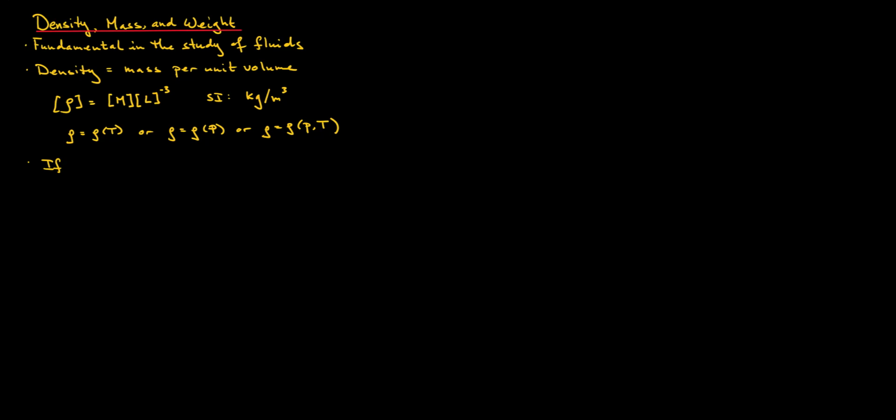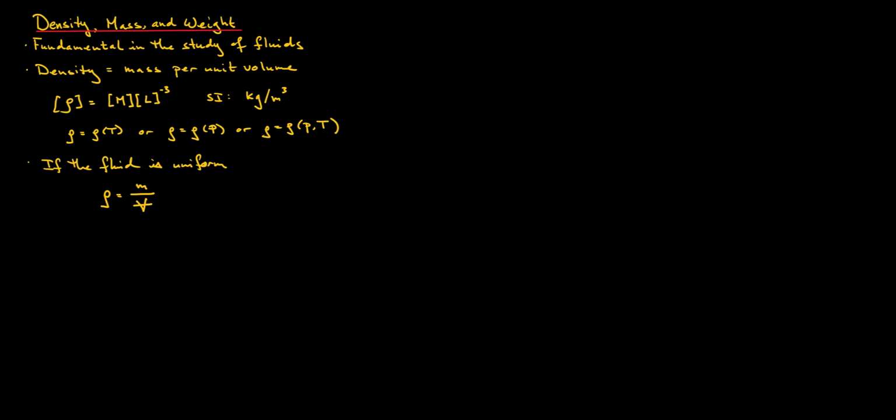If we assume that the fluid is uniform, then we can say that the density is equal to the total mass of the fluid divided by the volume of the fluid. And I'm using this notation for the volume, V, with a line going through it to distinguish it from another fundamental concept in fluid mechanics, which is the velocity, which also uses the variable letter V.